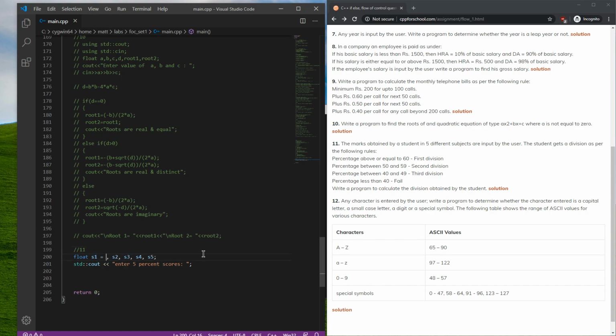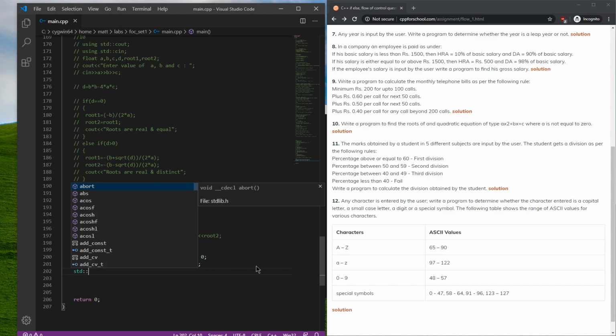If you want to make sure they do, you can do something like this. And since we're declaring them all on the same line, we just have to make sure we do this after the parentheses. Okay, so they all start at 0. Enter 5 percentage scores. And we'll just clarify here that it is 0 to 100. We'll even say just enter 5 scores, 0 to 100.